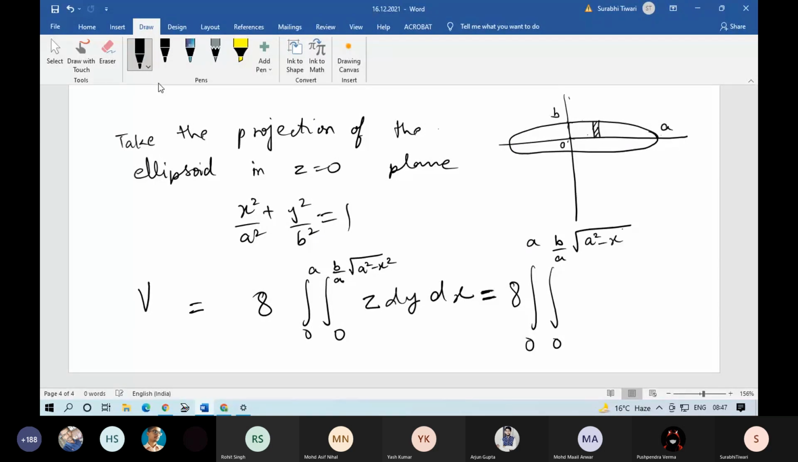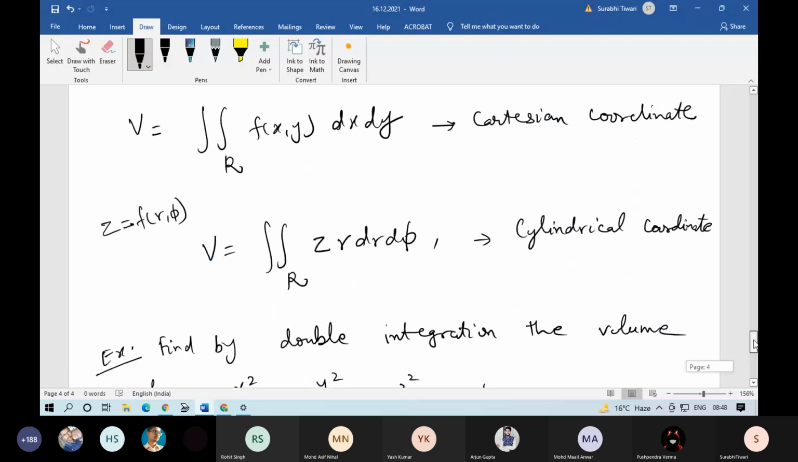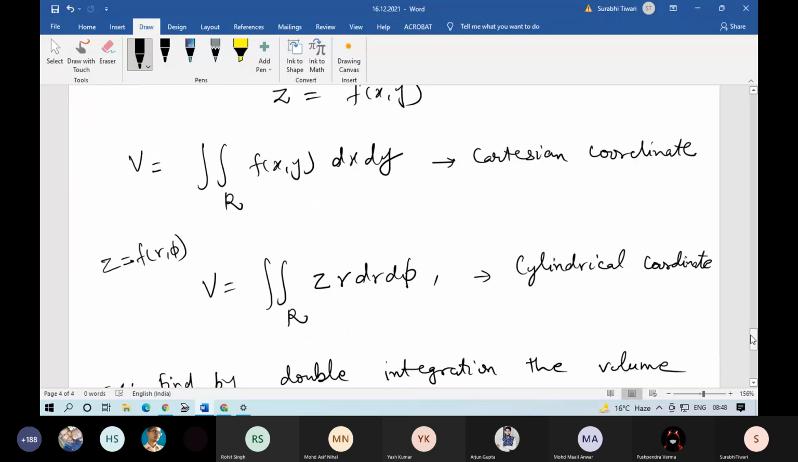Now put the value of z. Z की वैल्यू क्या होगी? Z will be c into 1 minus x square upon a square minus y square upon b square, मैम to the power half. इसको विजुलाइज कर सकते हैं, ये इंटीग्रेशन कैसे वॉल्यूम बता रहा है? बिल्कुल विजुलाइज कर सकते हो। एरिया कैसे निकाला था? एरिया निकाला था dx dy करके। Now वॉल्यूम क्या होगा?